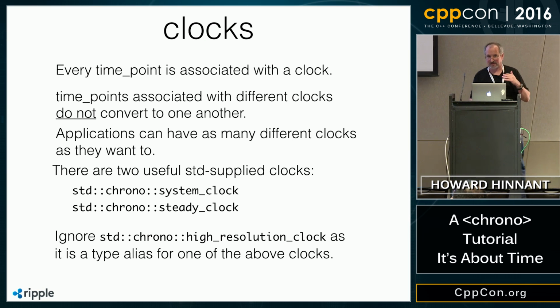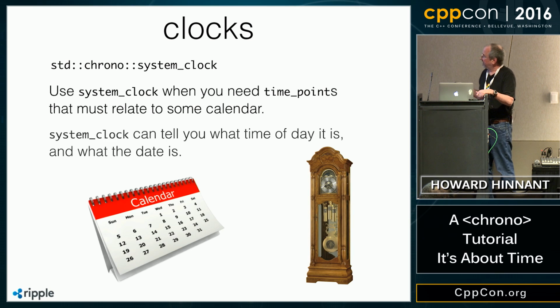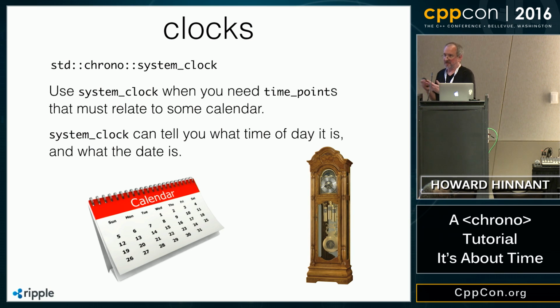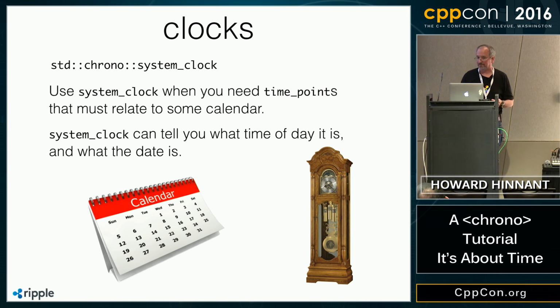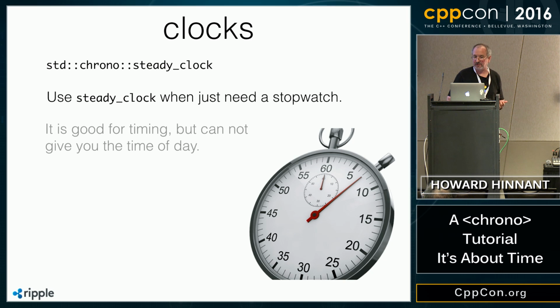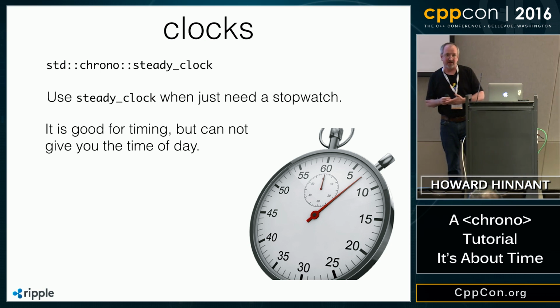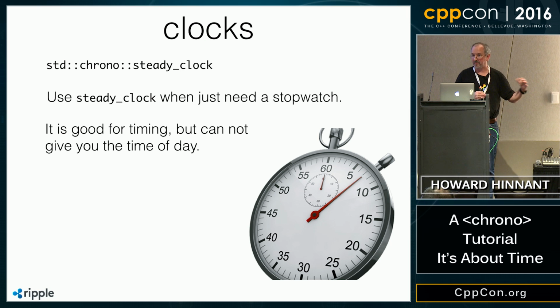Now you might be asking, well, how do I choose between these 2? So if you need a time point that relates to a calendar or a time of day, the time that the clock on the wall says, you have to use system_clock. Only system_clock has a relationship to any calendar at all. Steady_clock, on the other hand, is just like a stopwatch. It's great for timing things, but there's no way you can get the time of day from a stopwatch. So steady_clock for timing and system_clock for getting time points that you need to store somewhere and read back in and still know what they mean because they're convertible to a calendar.